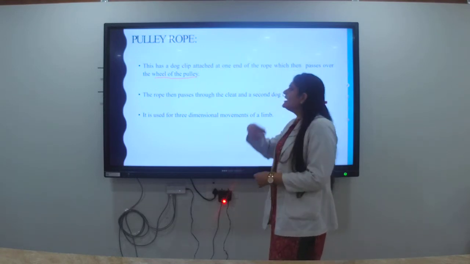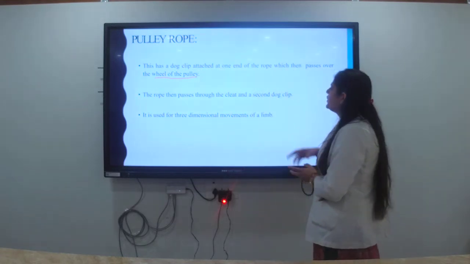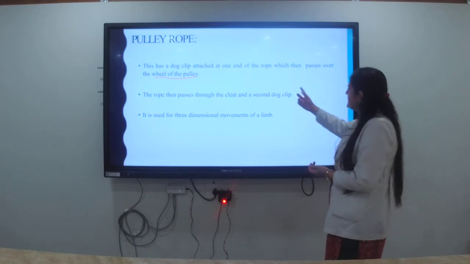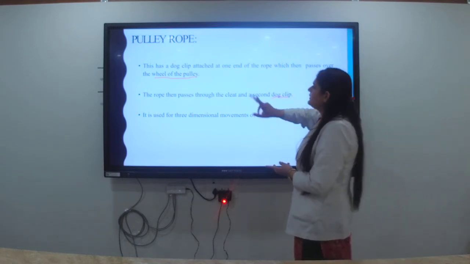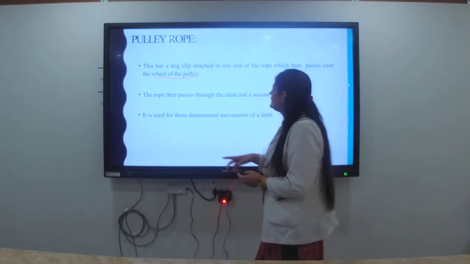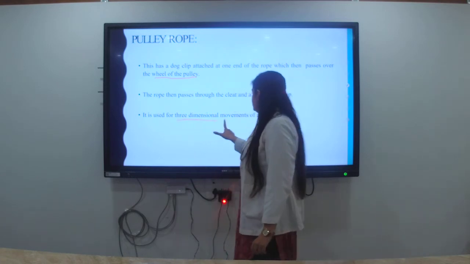So, a similar mechanism: this pulley rope is based on it. The rope then passes through the cleat and a second dog clip. So here we use two dog clips. It is used for three-dimensional movements.